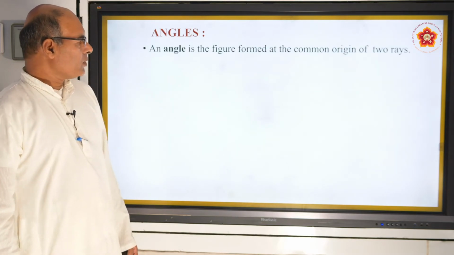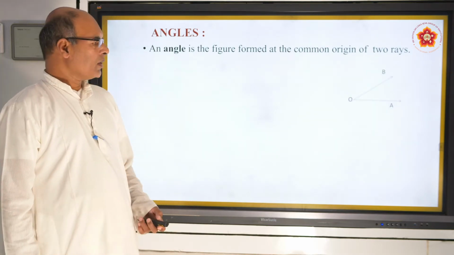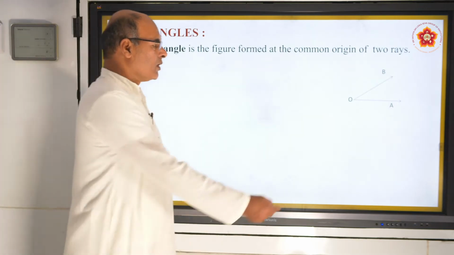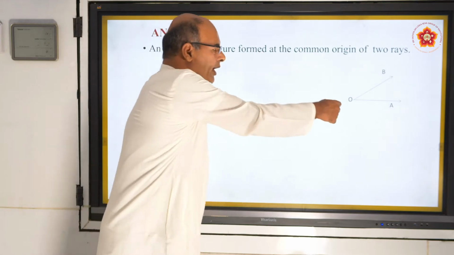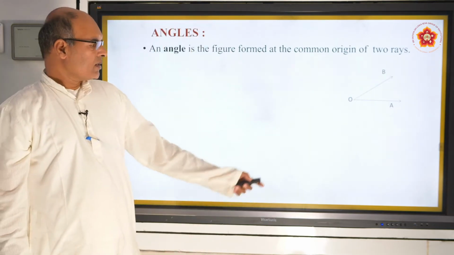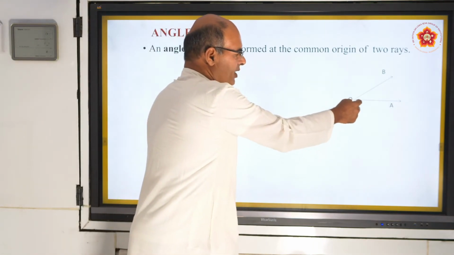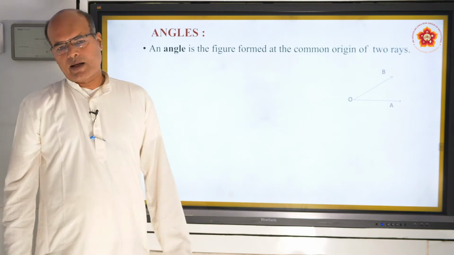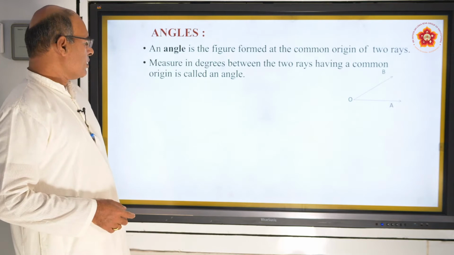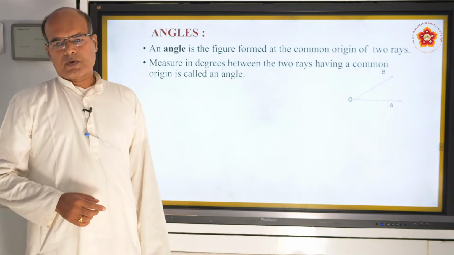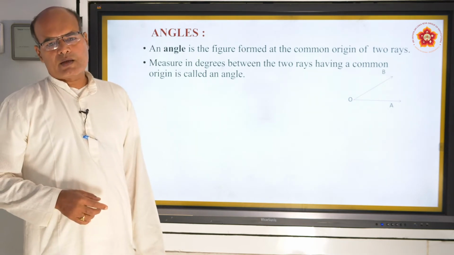An angle is a figure formed at the common origin of two rays. So here is the common origin, it is called the vertex of the angle, and OA and OB are the two rays started from the common vertex. The picture formed here, this sharpness, is nothing but an angle. The measure in degrees between two rays having a common origin is called an angle. It is another definition. So angle is the measure between two rays having a common vertex in terms of degrees.